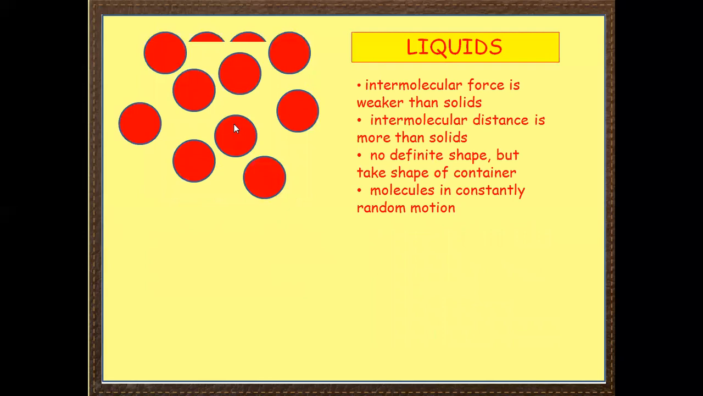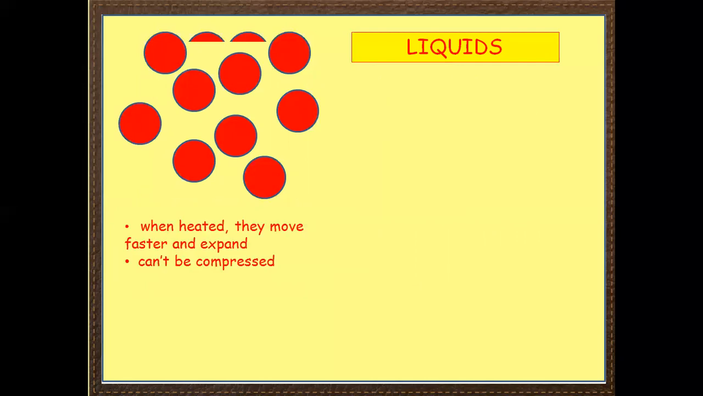Liquids. Look at the molecules of liquids. The intermolecular force is weaker than in solids. The intermolecular distance of liquids is more than in solids. So they don't have a definite shape, but take the shape of containers. Molecules are continuously in motion, but inside the same container.